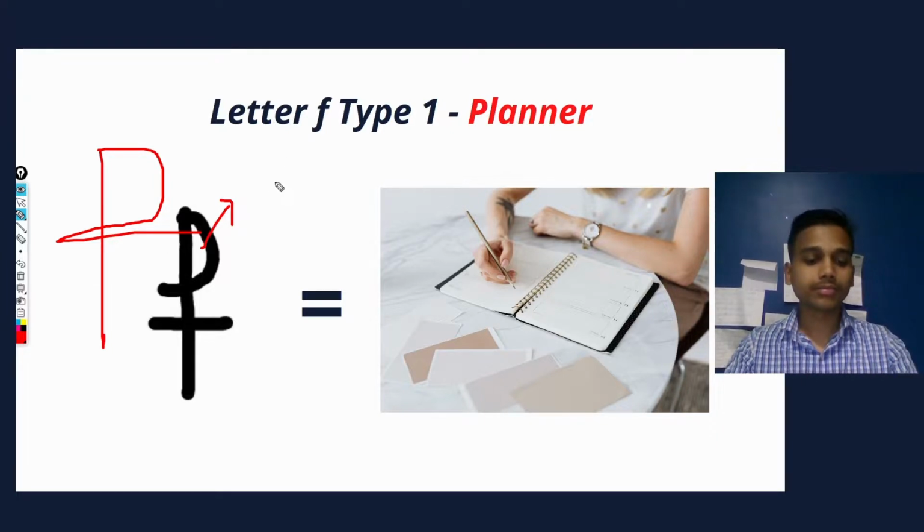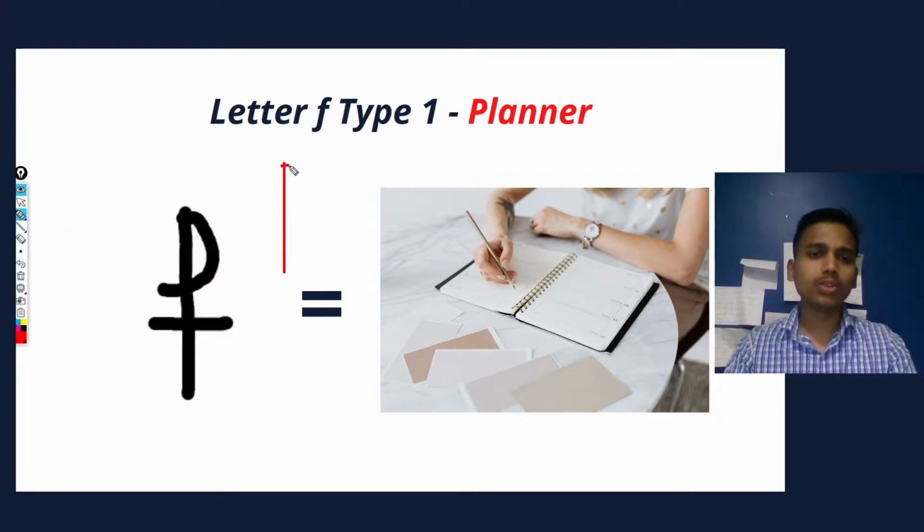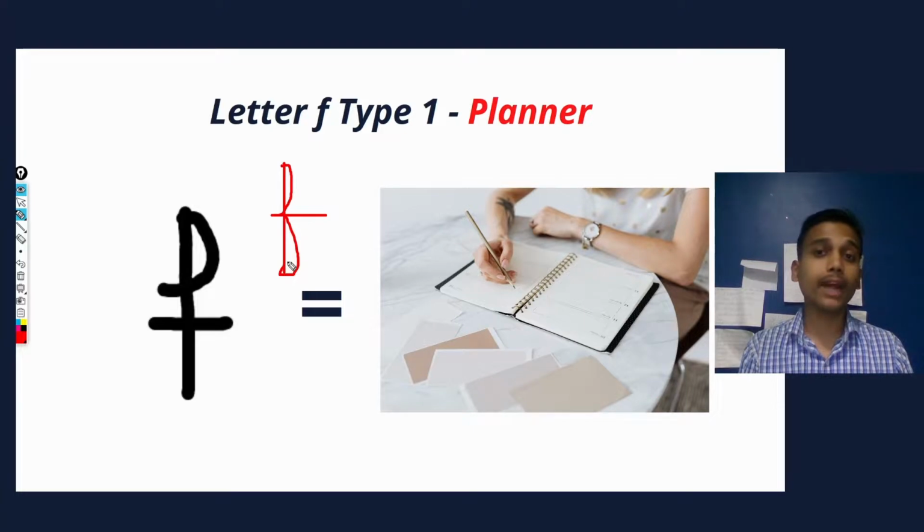Okay, so a very small loop. These people plan less, yet they don't execute because the lower loop is missing. So ideally you must have a lower loop as well. So that's all for letter F planner 1.